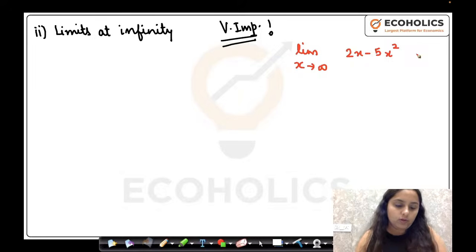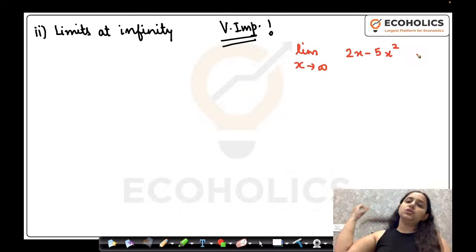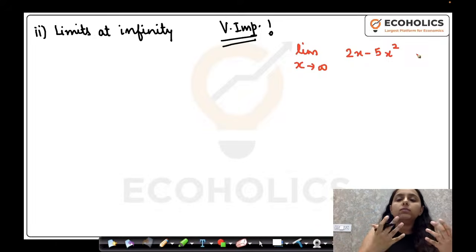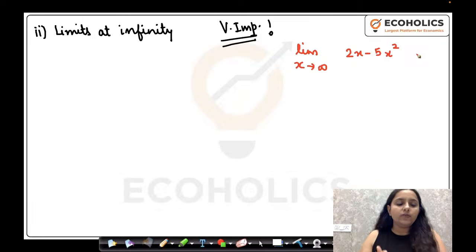चलो जल्दी से बताओ. Anyone in the comment section? So you will say x को infinity put कर दो. Minus 5x square है, that is also infinity, right? तो infinity minus infinity तो infinity ही होगा. That is what you might be saying.